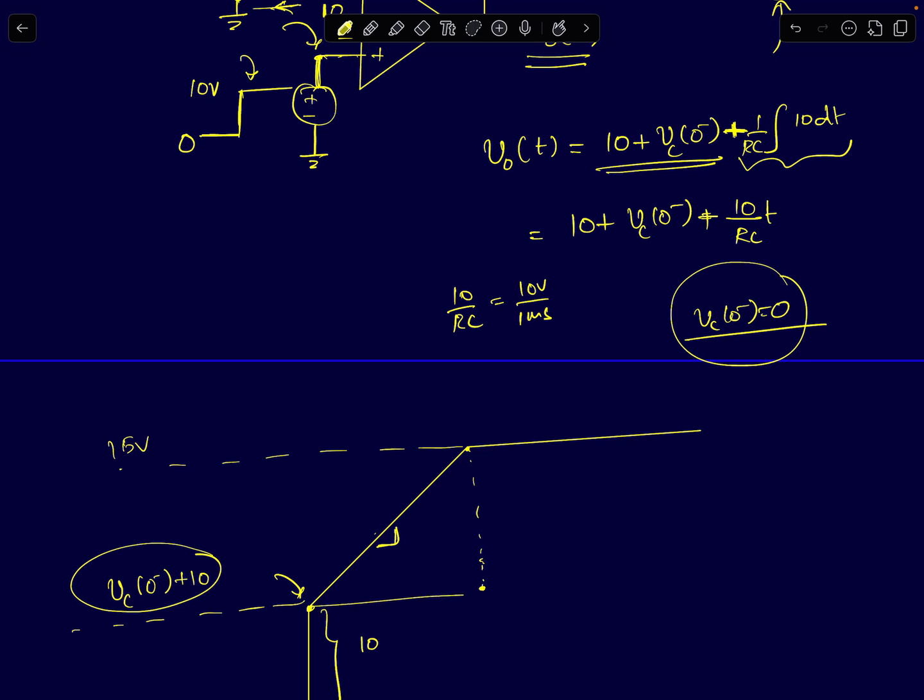Therefore, in half a millisecond, at t equals tau by 2, it will reach 15 volts. It's already at 10 volts, and it just has to reach 5 more volts to reach 15. If it's increasing with a slope of 10 volts per millisecond, then within half a millisecond, 10 volts per millisecond times half a millisecond will be 5 volts. It will reach 15 volts.